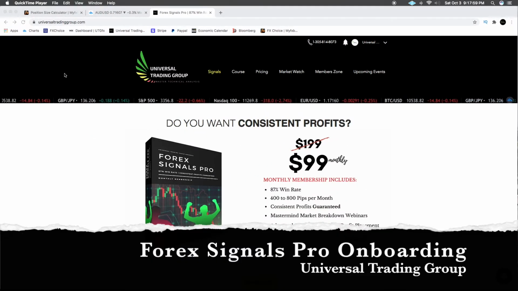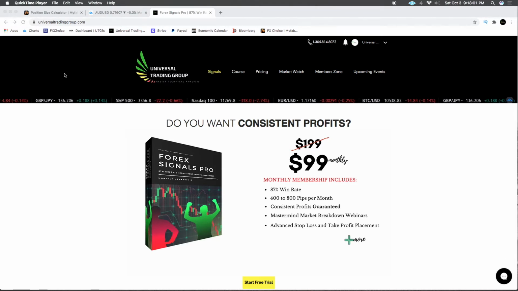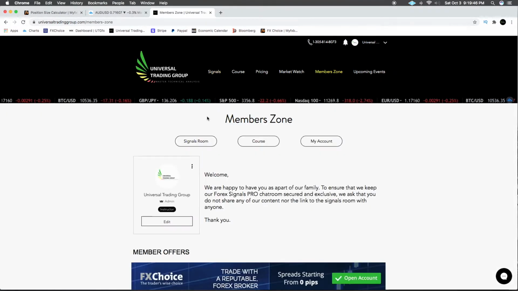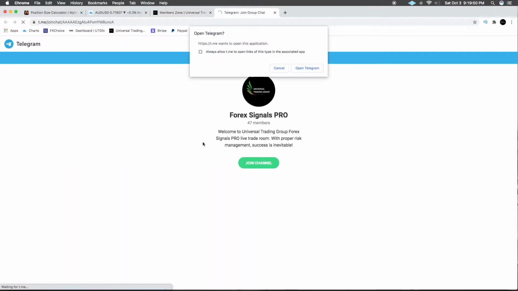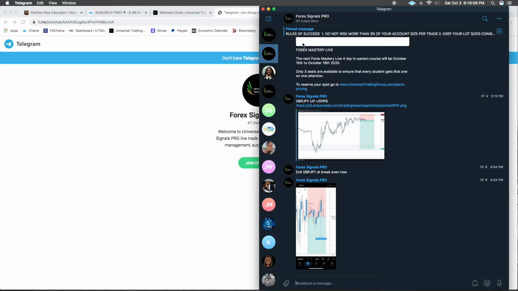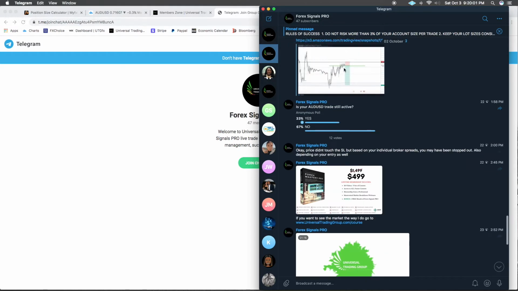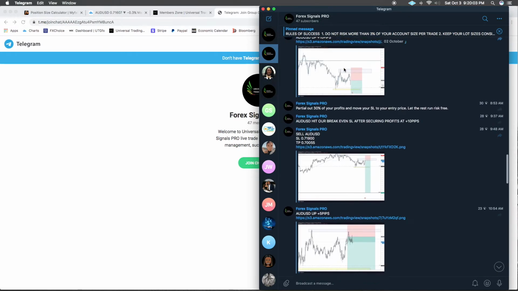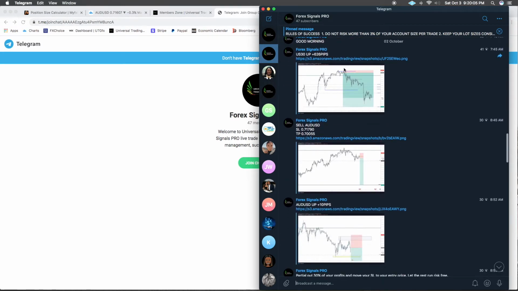Let me start off by showing you how to get access to the group. Now we go to the website, and once you are on the website, go to Member Zone. Once you're in the Member Zone, just go ahead and select Signals Room. This tab will open. You'll see here, Open Telegram. And once you open Telegram, you'll be loaded into the Forex Signals Pro Signals Room. Here you can see trades are posted.